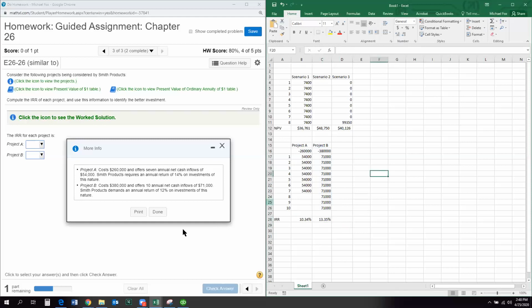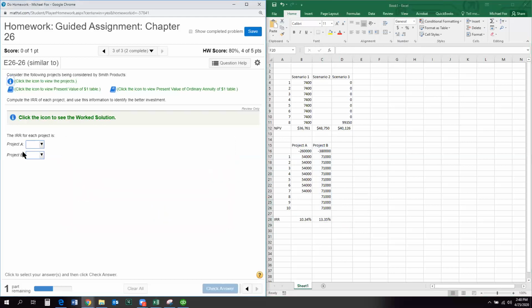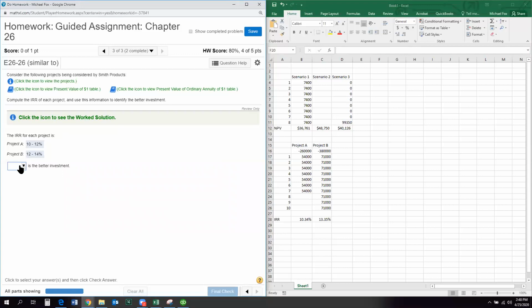All right. So now it wants the IRR for each project. For project A, it is between 10 and 12%. For project B, it is between 12 and 14%. And then which is the better investment? The answer is the one with the highest internal rate of return. So project B.